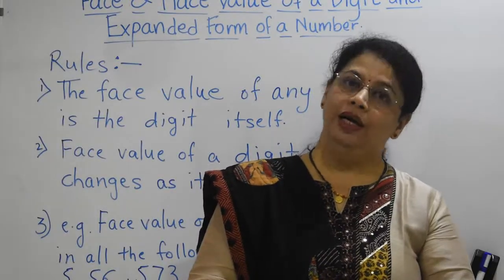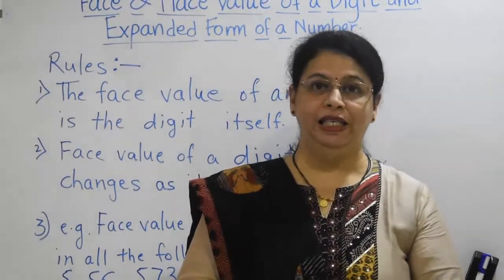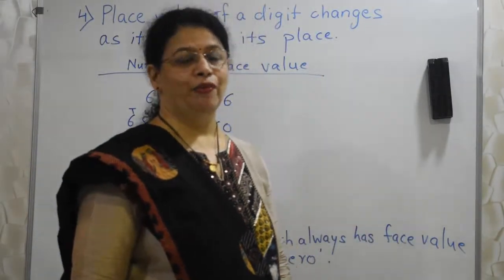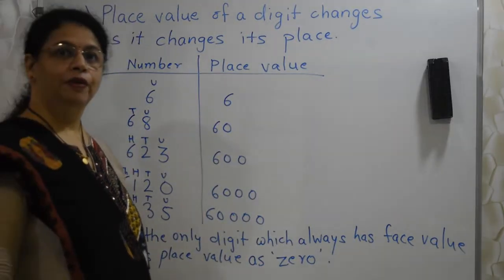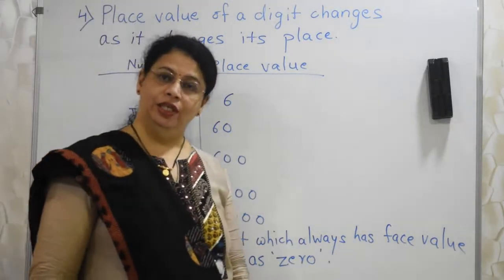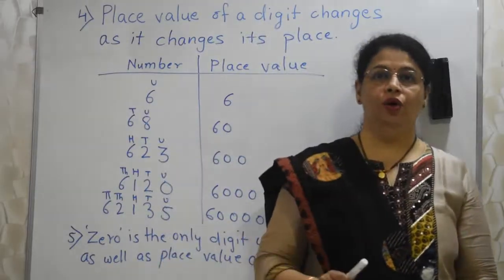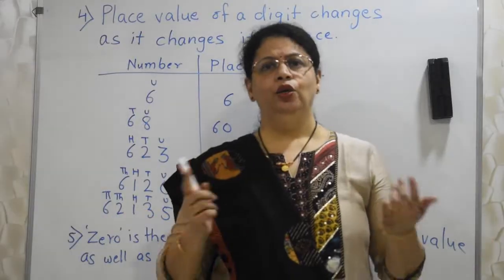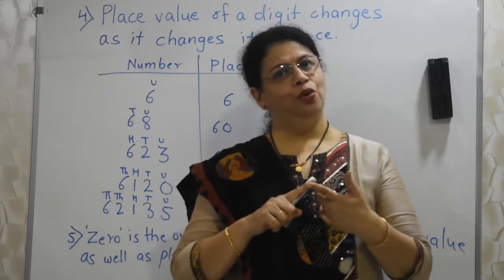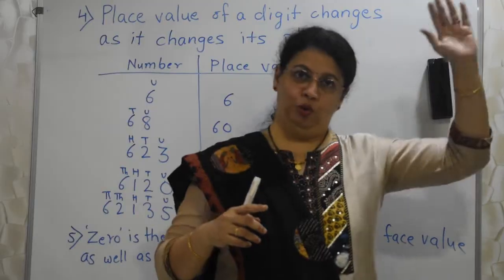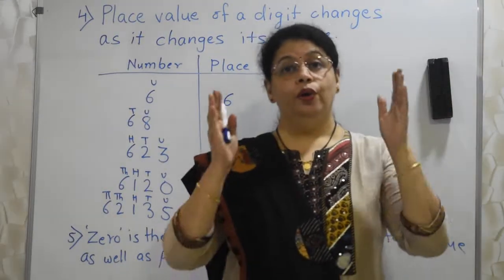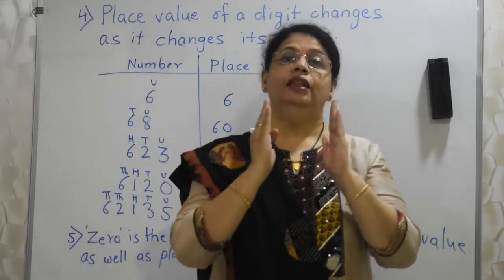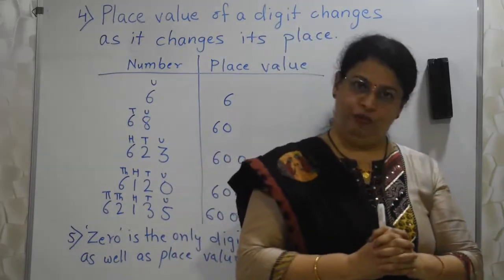Now we will try to understand what is the meaning of place value. Students, let's begin with place value. As the name suggests, this value depends on the place of the digit. What are the places of digits? Units, tens, hundred, thousand, right? And many more, up to crores, abjad, all that. So, in which place that particular digit is, that will determine its place value.